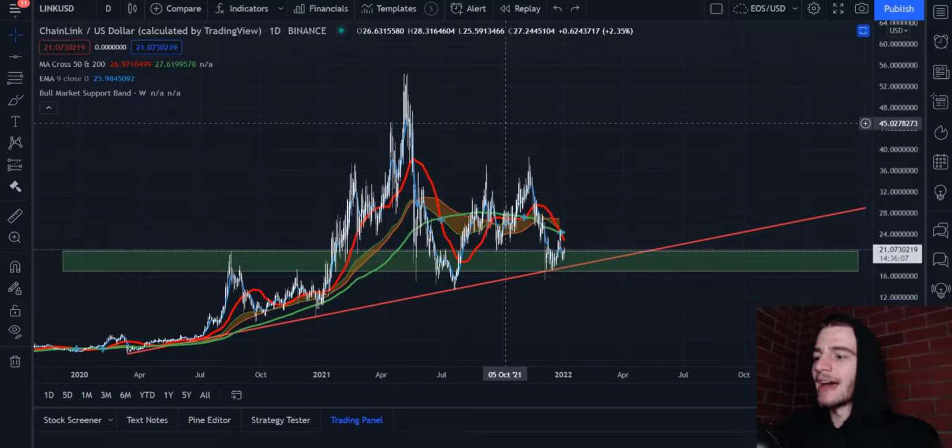I think it looks okay, and I think it definitely has the potential to move upwards, but I'm not 100% confident right now, so I'll be waiting for that confirmation.